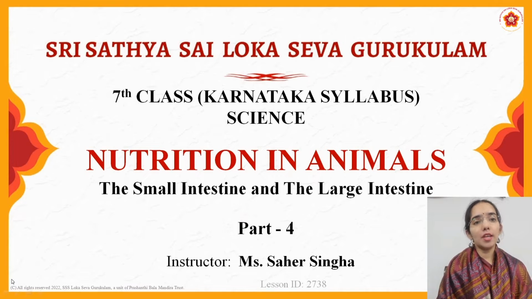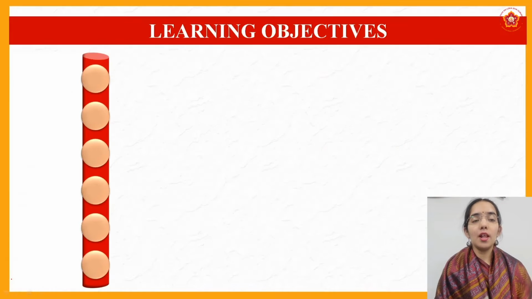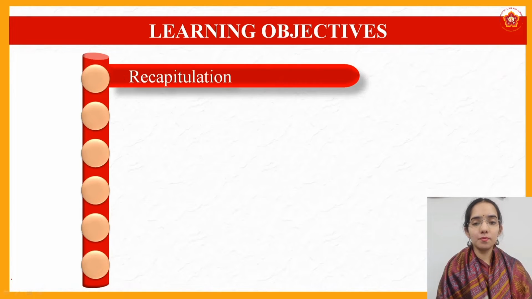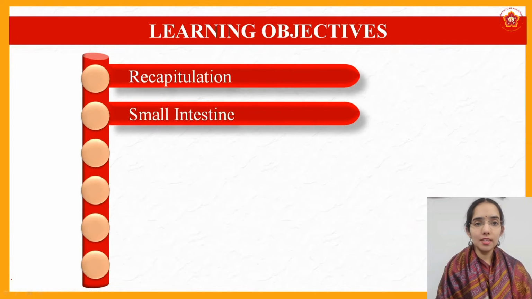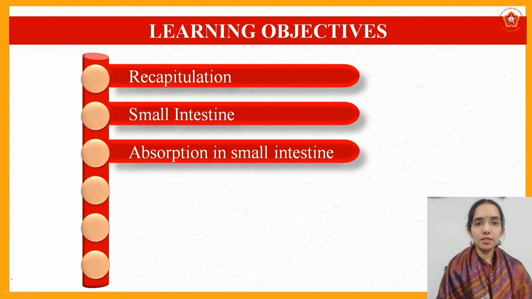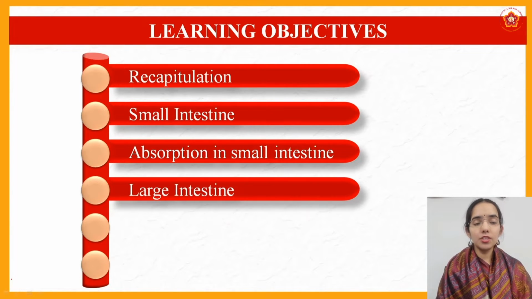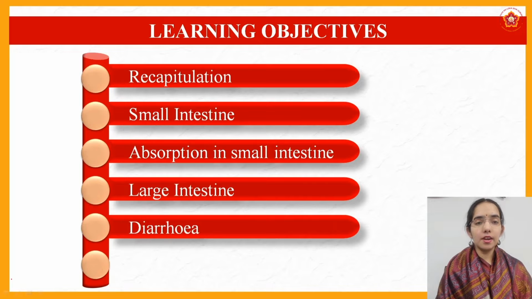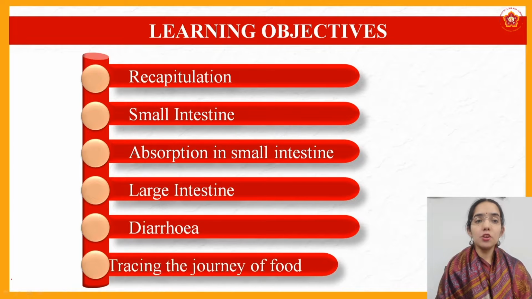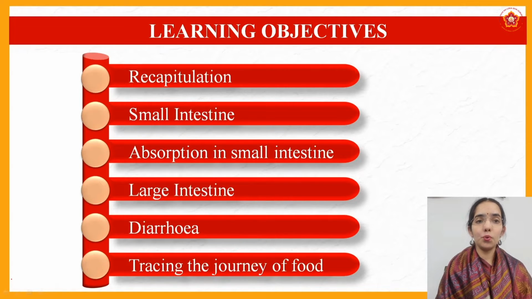Today we are going to continue with the chapter Nutrition in Animals. This is the fourth part of this chapter. Let's get started. Learning objectives: recapitulation, small intestine, absorption in small intestine, large intestine, diarrhea, and tracing the journey of food.